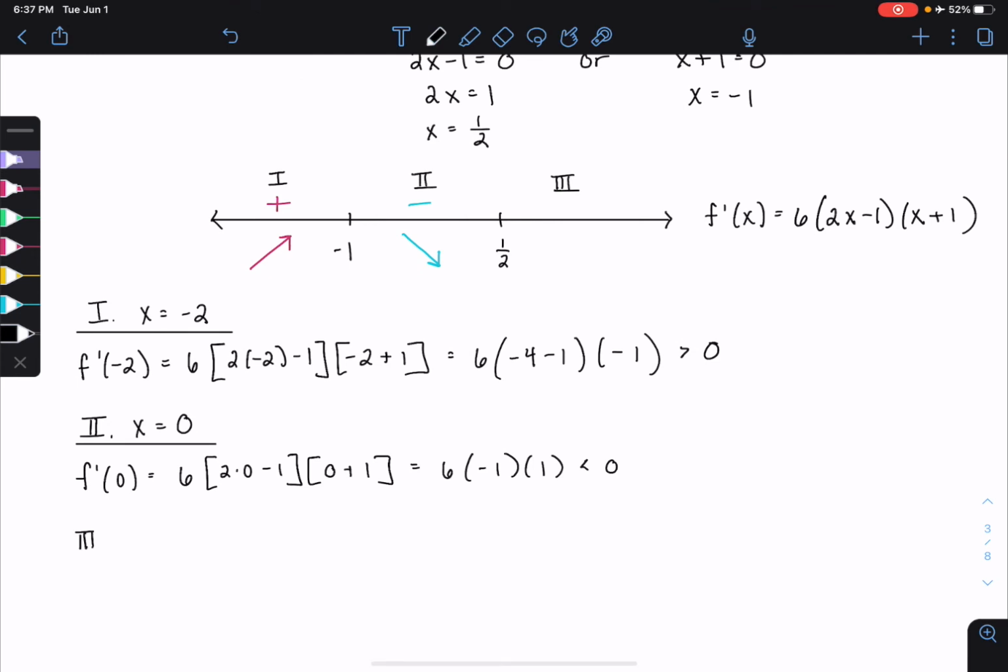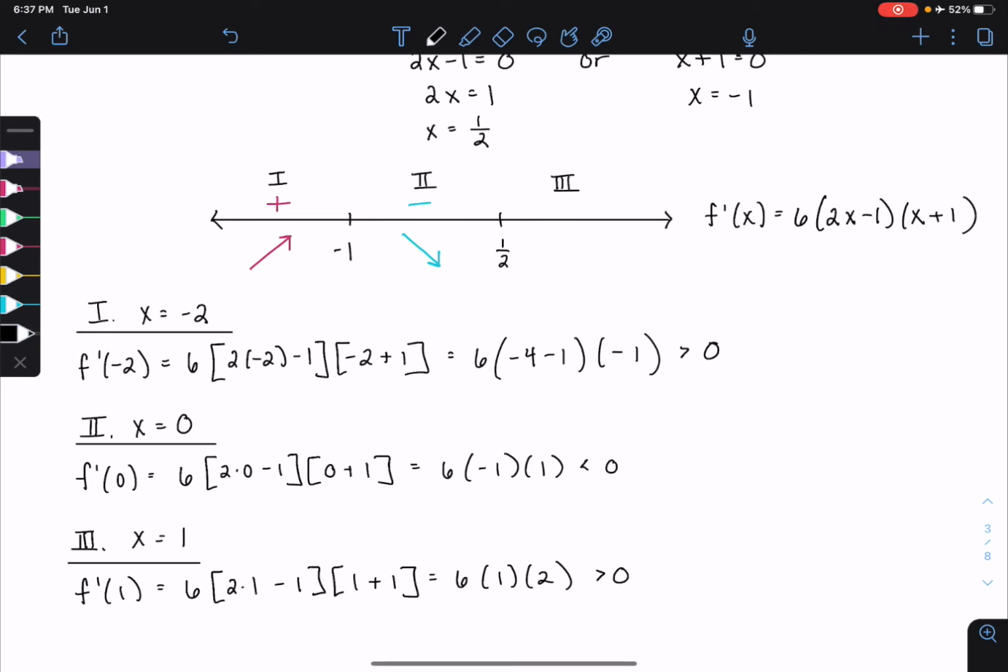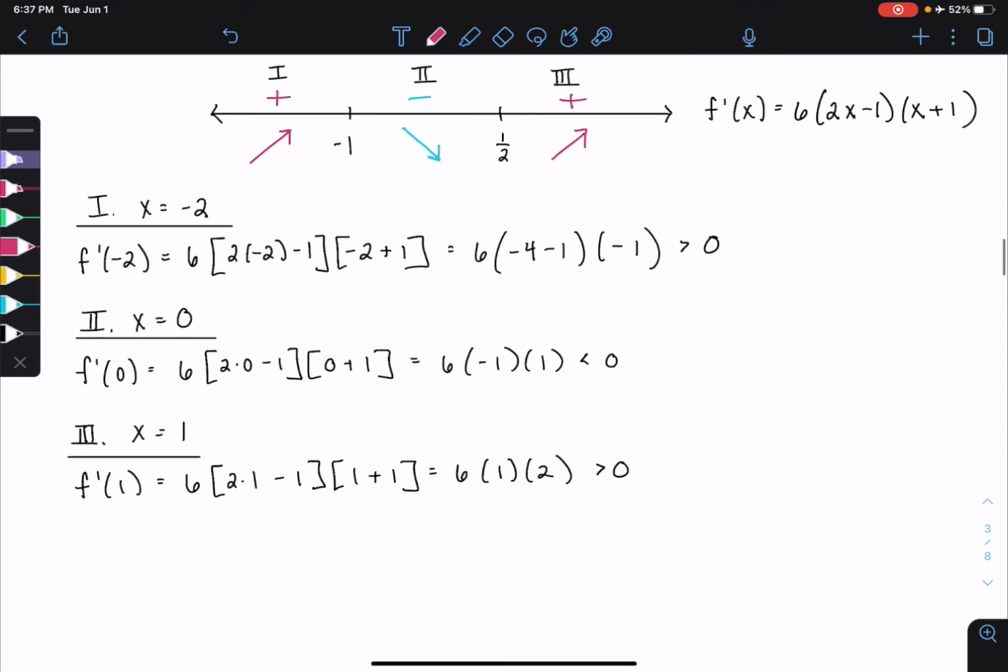And then finally, in interval 3, you can pick whatever you want. 1 falls in there, and that's a nice number. So if I plug that into my derivative, that'll be 6 times (2 times 1 minus 1) times (1 plus 1). So 6 times 1 times 2. This is definitely positive here. So my derivative is positive on this interval, which means it is always going to be increasing.